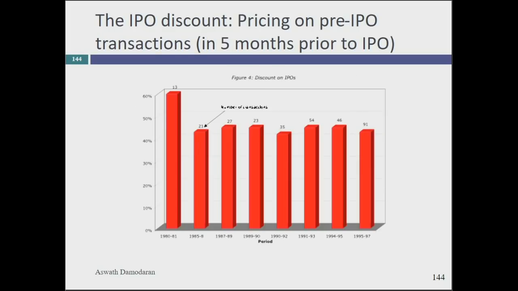The IPO transaction data is so mind-boggling, I think it's all fixed. I think it's entire. And I'll tell you why. I think the numbers are so unbelievable. Here's what they find. They find in the 6 months prior to an IPO that the discount is about 45 to 50%.